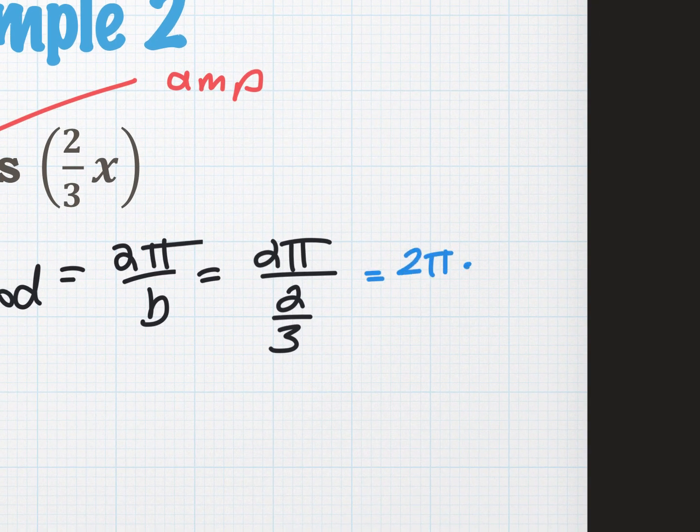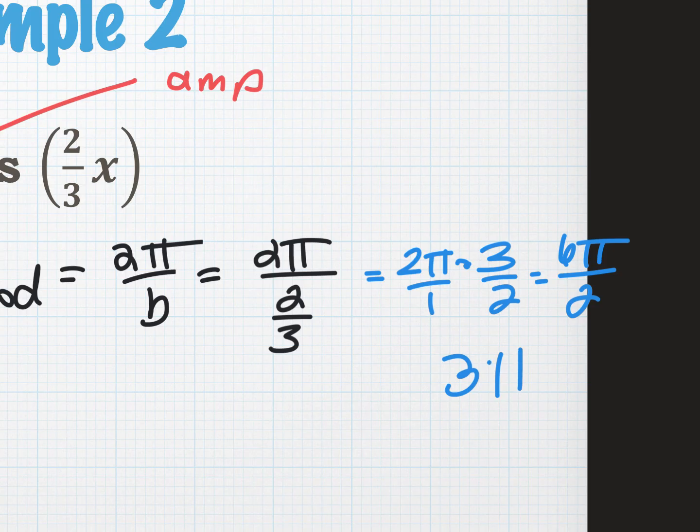2 pi times 3/2. So I have 2 pi times 3 is what? 6 pi divided by 2 equals 3 pi. So what is my time period here? 3 pi. Is it one whole circle, 2 circle? What is it? It's a circle and a half. Good. All right, so you're starting at 0. You're going to end at 3 pi.